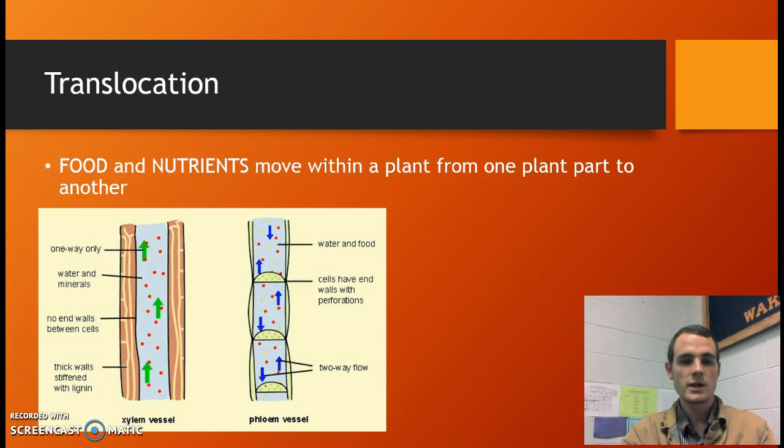And so translocation is how plants move water and nutrients throughout the plant, and this occurs in the internal structure xylem and phloem. Phloem being responsible for moving water and food down through the plant, and then xylem being responsible for moving water and nutrients up through the plant.